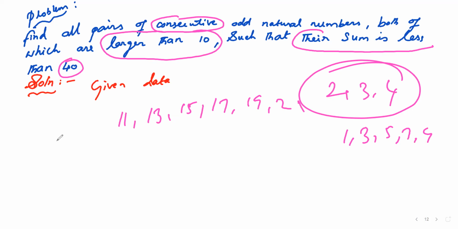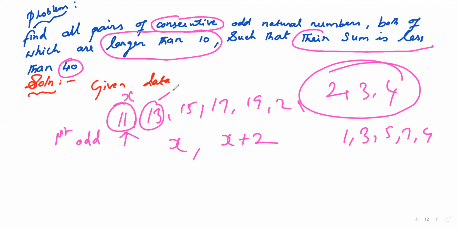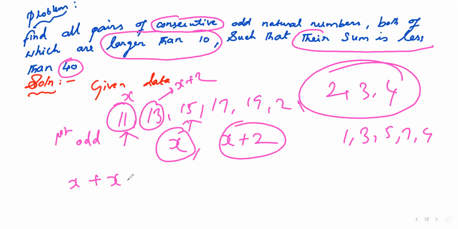Okay. Since we don't know them, we have to assign x. Let's say the first odd natural number is x. The next odd natural number should be x plus 2. The difference between two consecutive odd natural numbers is always 2. So the first number is x, the second number is x plus 2.